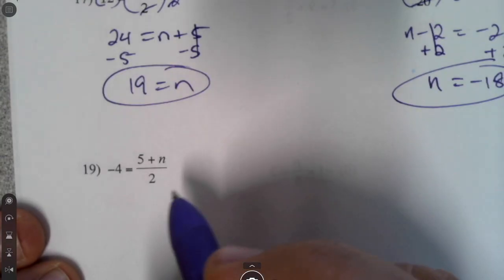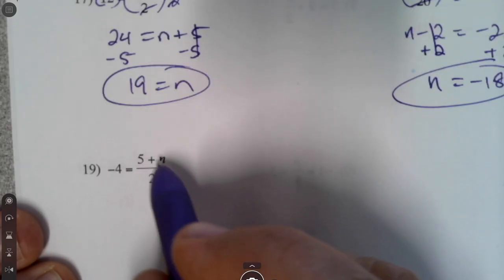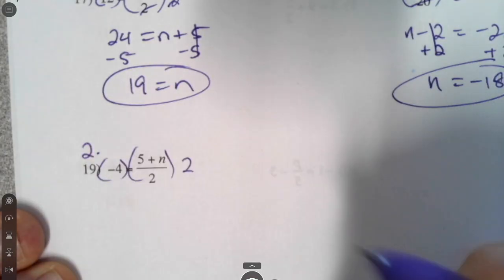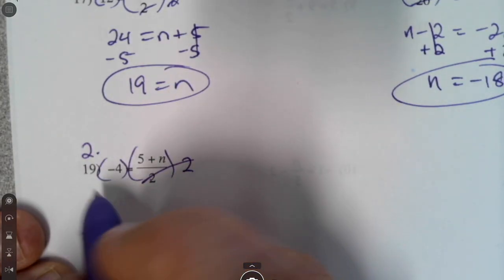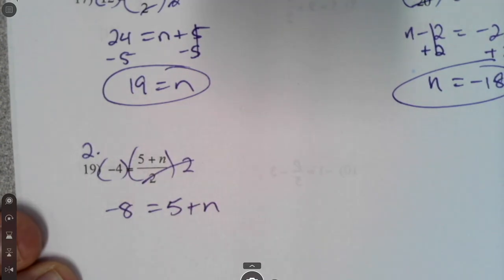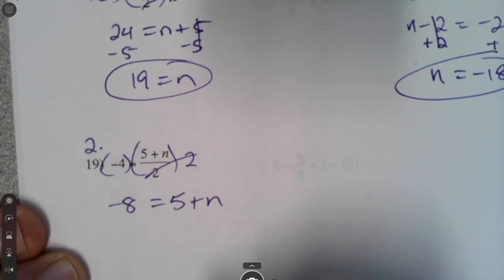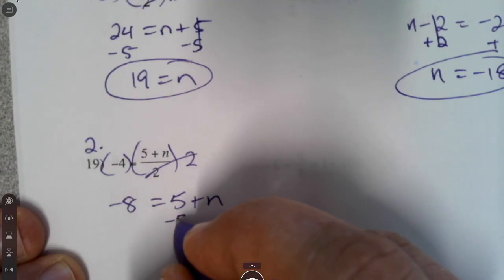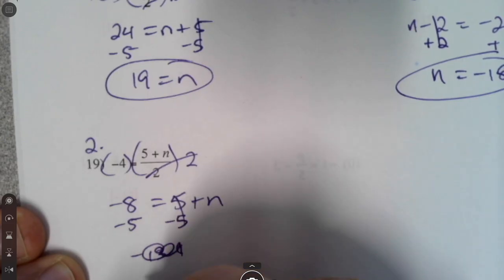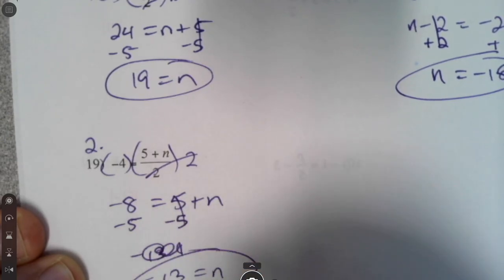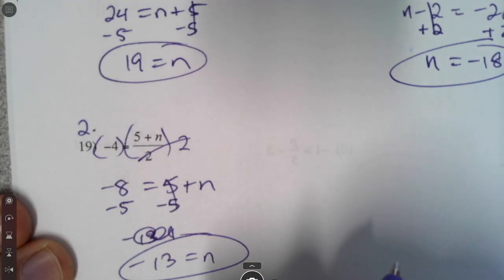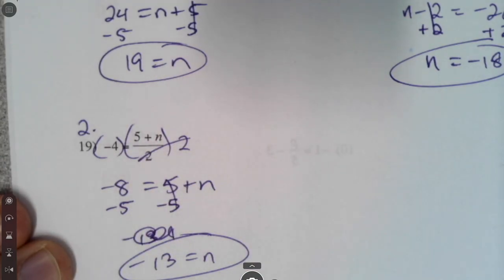And the last one, we have an entire side being divided, so we start by multiplying both sides by the denominator. The 2's cancel out on this side. 2 times negative 4 is negative 8. And we want to get rid of the 5, so this is a positive 5, so we subtract 5 from both sides. Get negative 13 equals n. So make sure you recognize what type it is and what to do in each of those types.